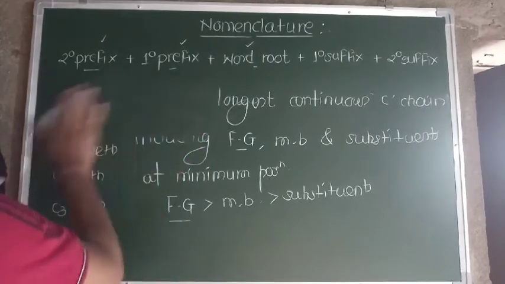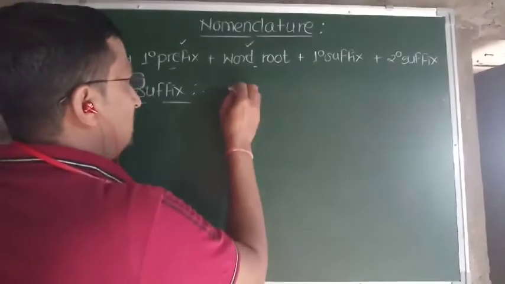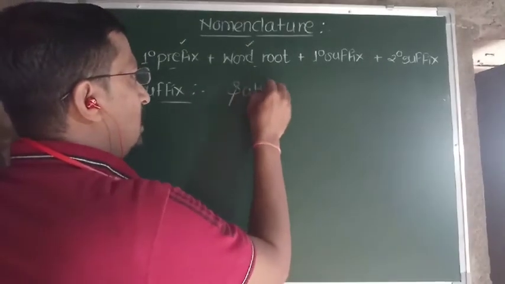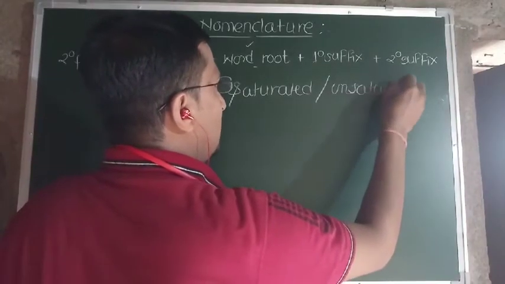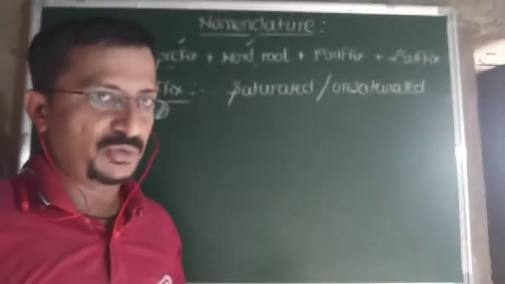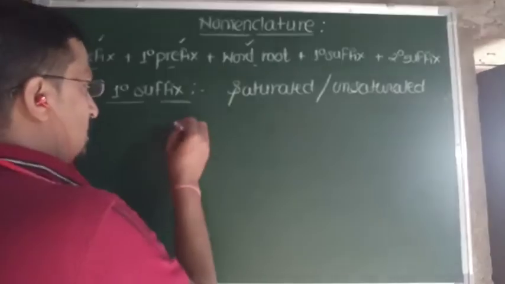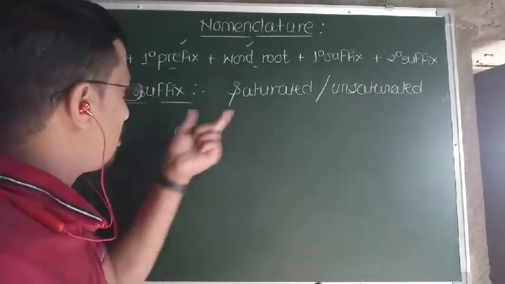Okay. Then primary suffix. Next part. This is the primary suffix. As far as primary suffix is concerned, this primary suffix gives us the information regarding the saturated or unsaturated nature of the compound. म्हणजे तो ऑर्गॅनिक मॉलिक्यूल जो आहे तो सॅच्युरेटेड आहे का अनसॅच्युरेटेड आहे.